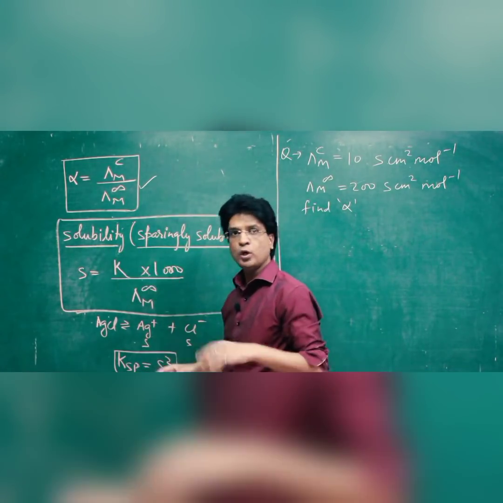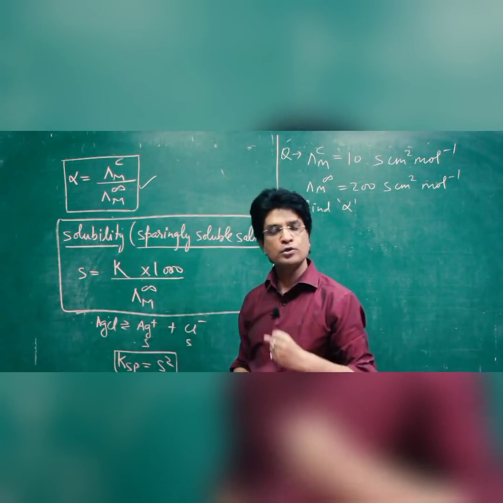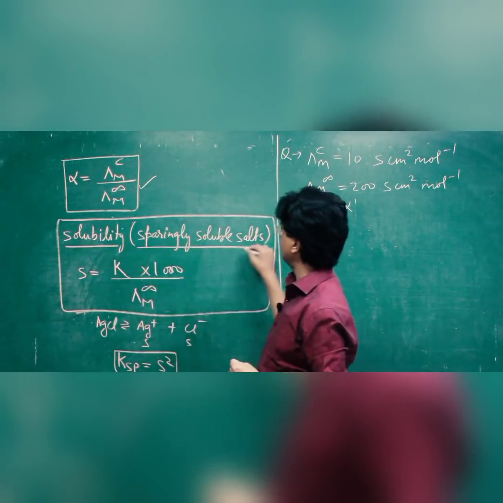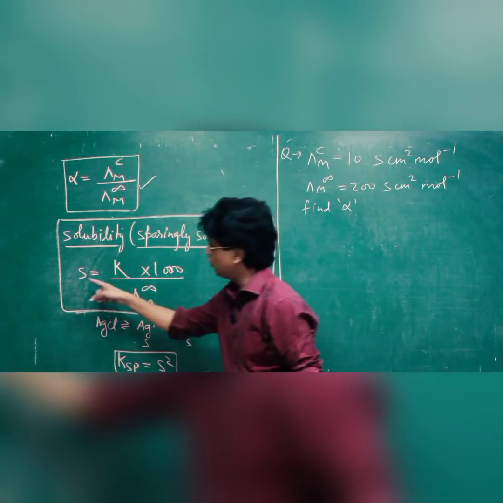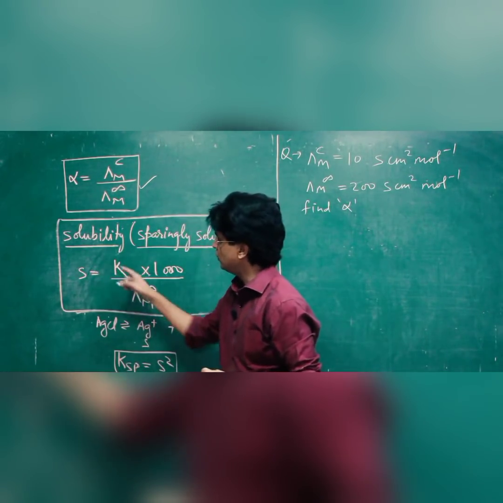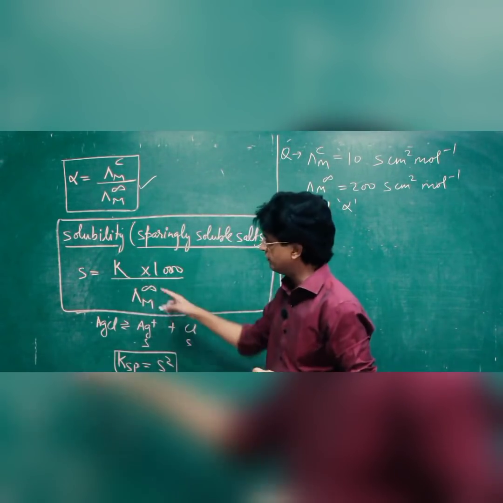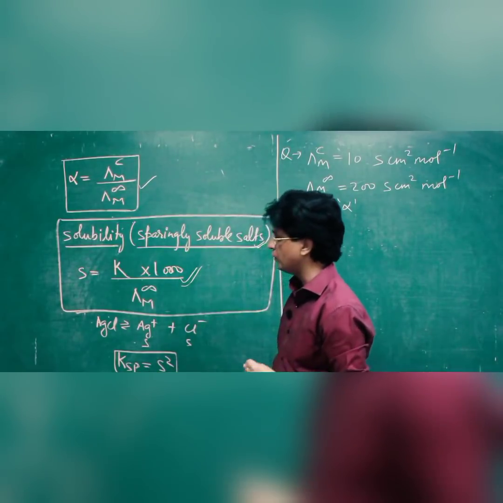Also, when you talk about ionic equilibrium, there is a topic called solubility product. There is a topic called solubility for sparingly soluble salts. That solubility S is equal to kappa into 1000 divided by molar conductivity at infinite dilution. You have to learn these two formulas by heart.